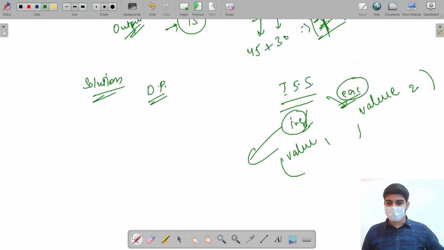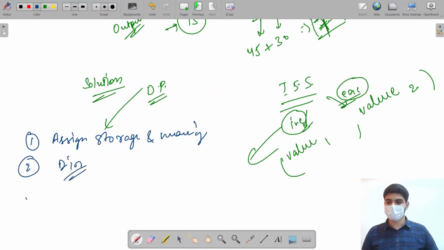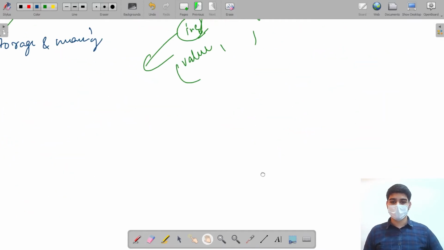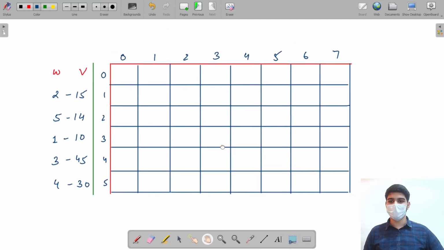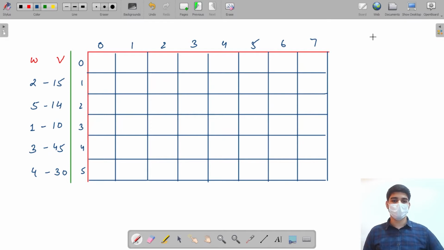So as this is a DP solution, the 3 steps that we do, of course, the very first step, which is assigning storage and meaning. Second is, of course, deriving a direction. Third is traversing and solving, right? So to do this question, I've already created a 2D DP over here. This is a 2D DP integer array of size n plus 1 cross capacity plus 1, right?